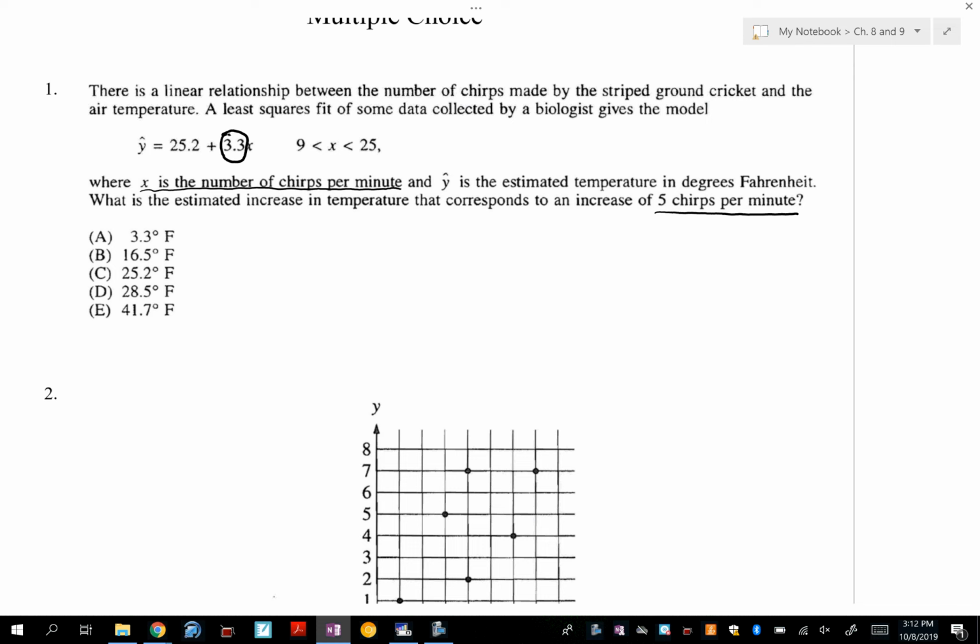But this doesn't say for an increase of 1 chirp per minute. It says for an increase of 5 chirps per minute. So you take that 3.3 and you multiply it by 5. And that's it. B.